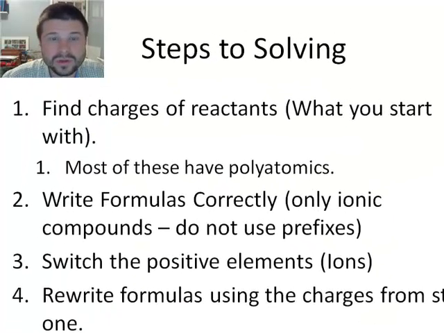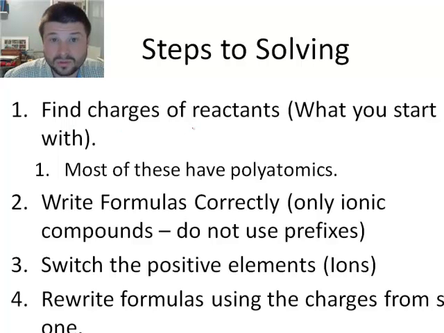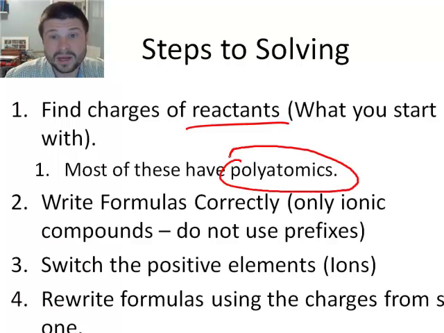So the first thing you want to do is find the charges of the things you start with. Okay, those are the reactants. Often, or pretty much all the time, these are going to be ionic compounds. And most of the time they are going to have a polyatomic ion in them. So you've got to watch out for that. Look on the back of your periodic table for that list of polyatomics. And then you want to write those formulas correctly.